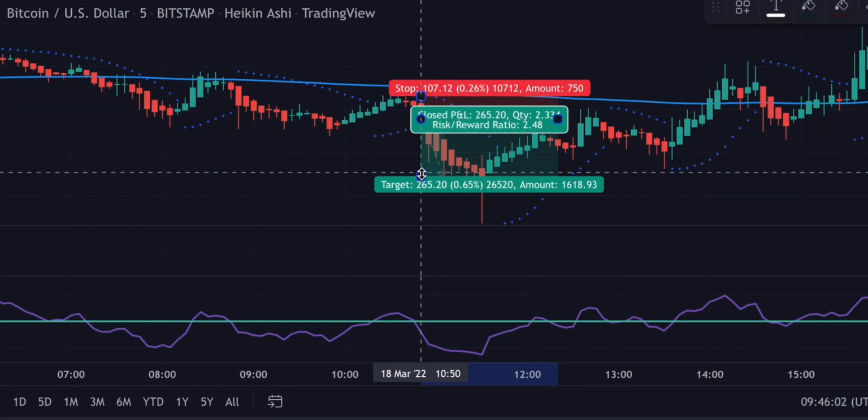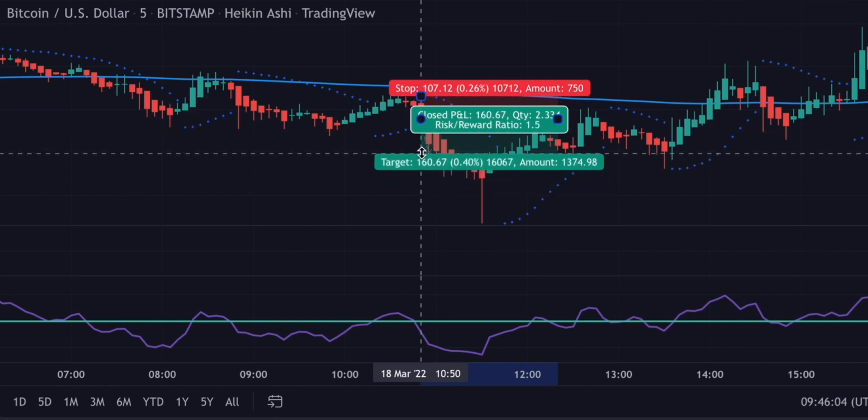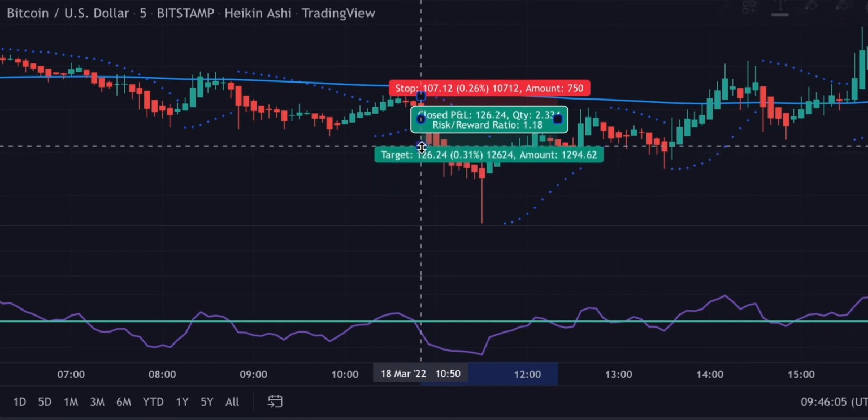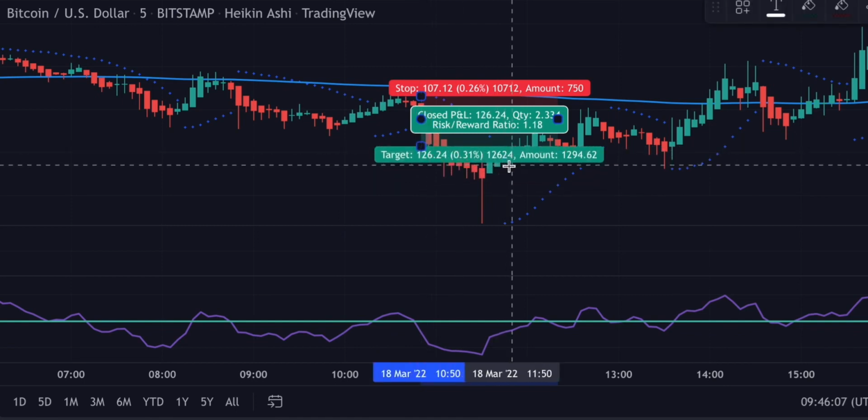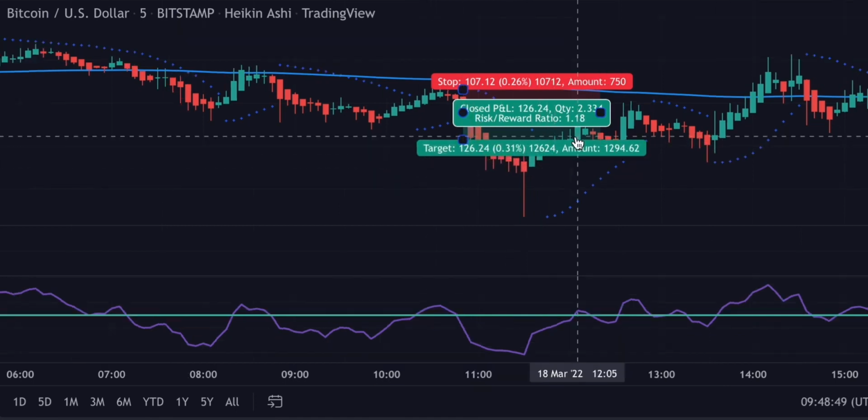As we can see, our parabolic SAR gave us a signal to exit the trade right on that candlestick. Since we're risking 2% per each trade and our current risk to reward ratio is 1.18, we're going to have to multiply that 1.18 by 2, so our profit is 2.4%.